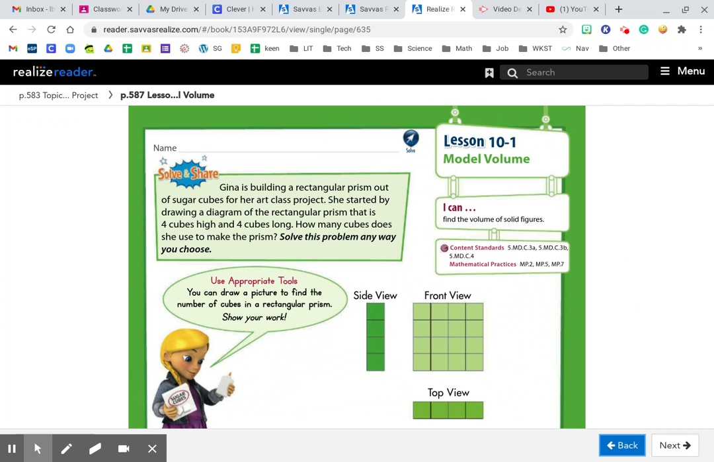Jean is building a rectangular prism out of sugar cubes for her art class project. She started by drawing a diagram of the rectangular prism that is 4 cubes high and 4 cubes long. How many cubes does she use to make the prism? Solve the problem any way you can.